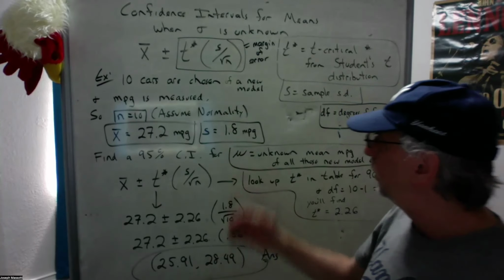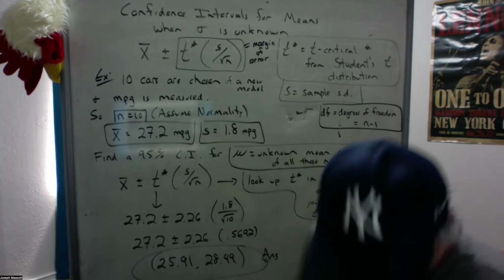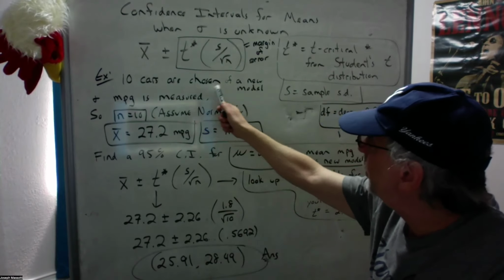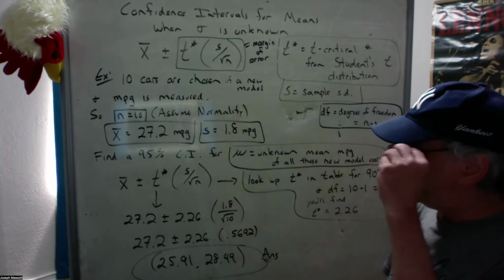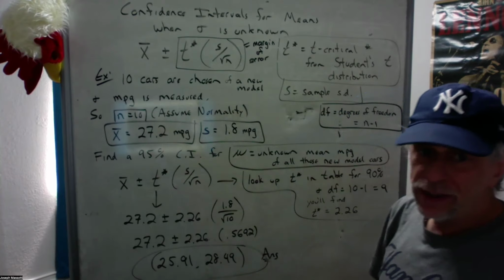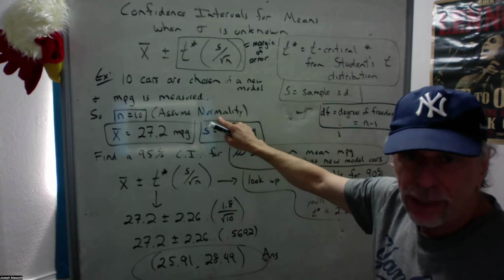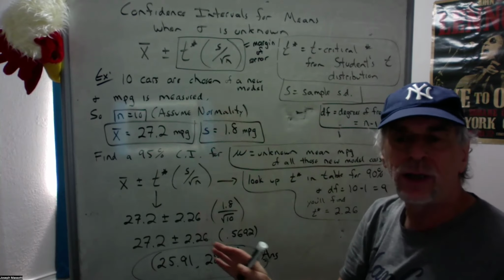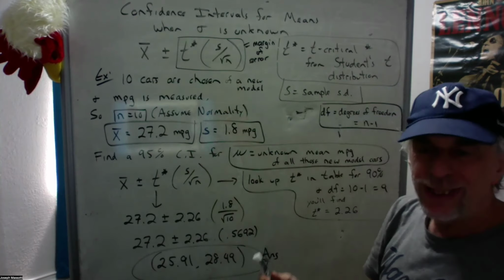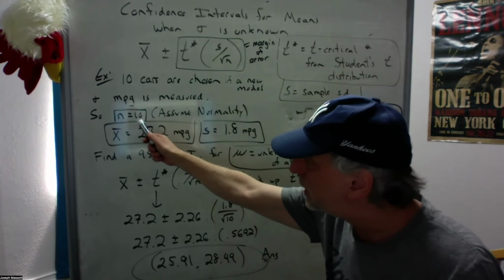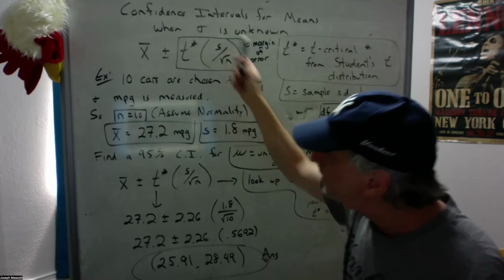Okay, so let's look at an example. Let's say 10 cars are chosen of a new model, and we're measuring the miles per gallon on those 10 new cars. Now, 10 is a small number. So we have to assume, and this will be in the problem, it'll say assume the population is normal. As long as it says assume the population is normal, you know that we can use these techniques, right? So even though the sample size is small, we're assuming the population is normal, so we can use our technique to find the confidence interval.